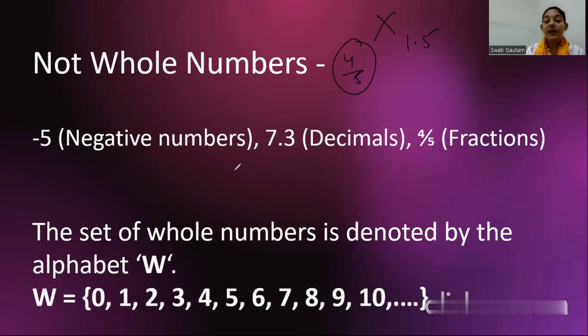Whole numbers are denoted by capital W, like we denote natural numbers with N, so we denote whole numbers with W. So 0, 1, 2 and so on, the list goes on and on, but the smallest whole number you know, which is 0, but you don't know the largest whole number, right? So these are the whole numbers, right, everyone?